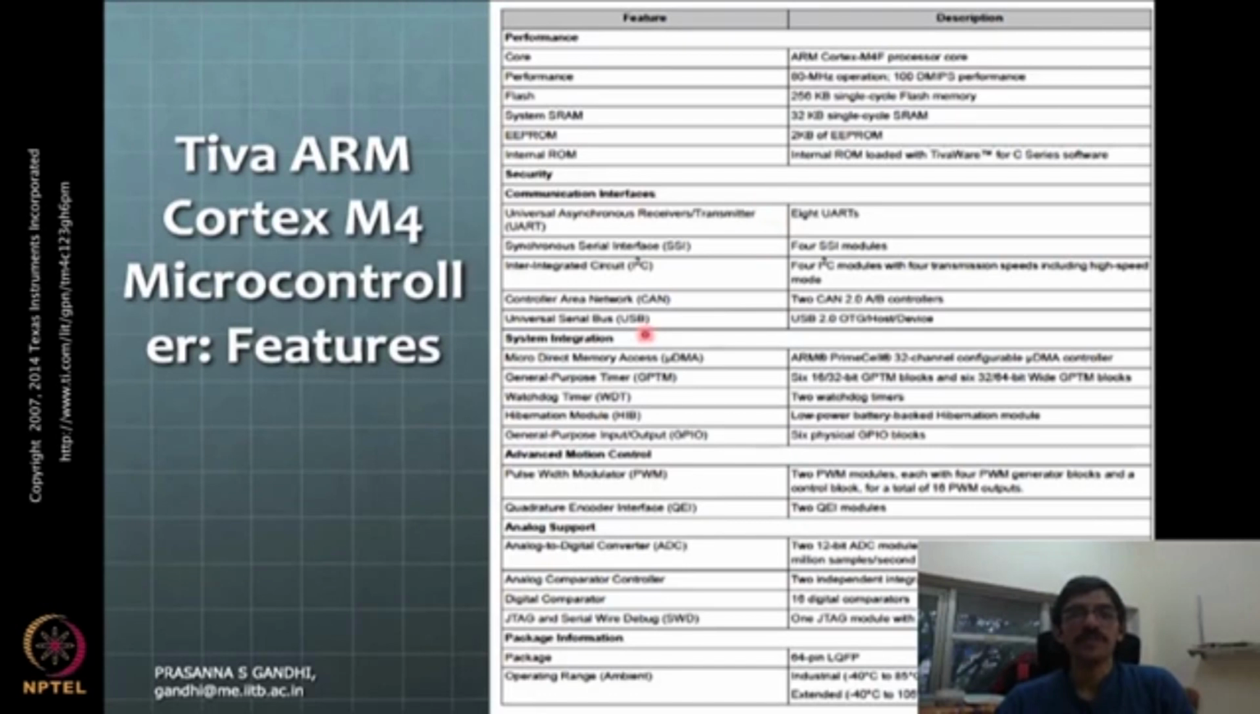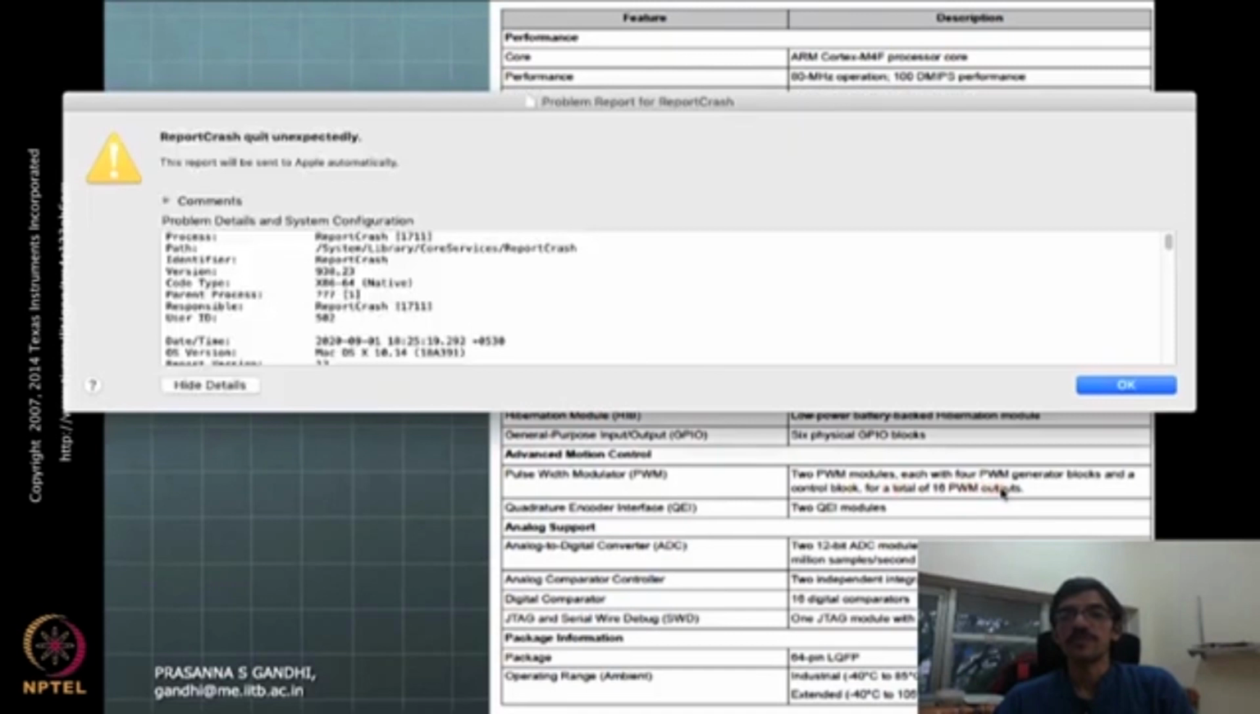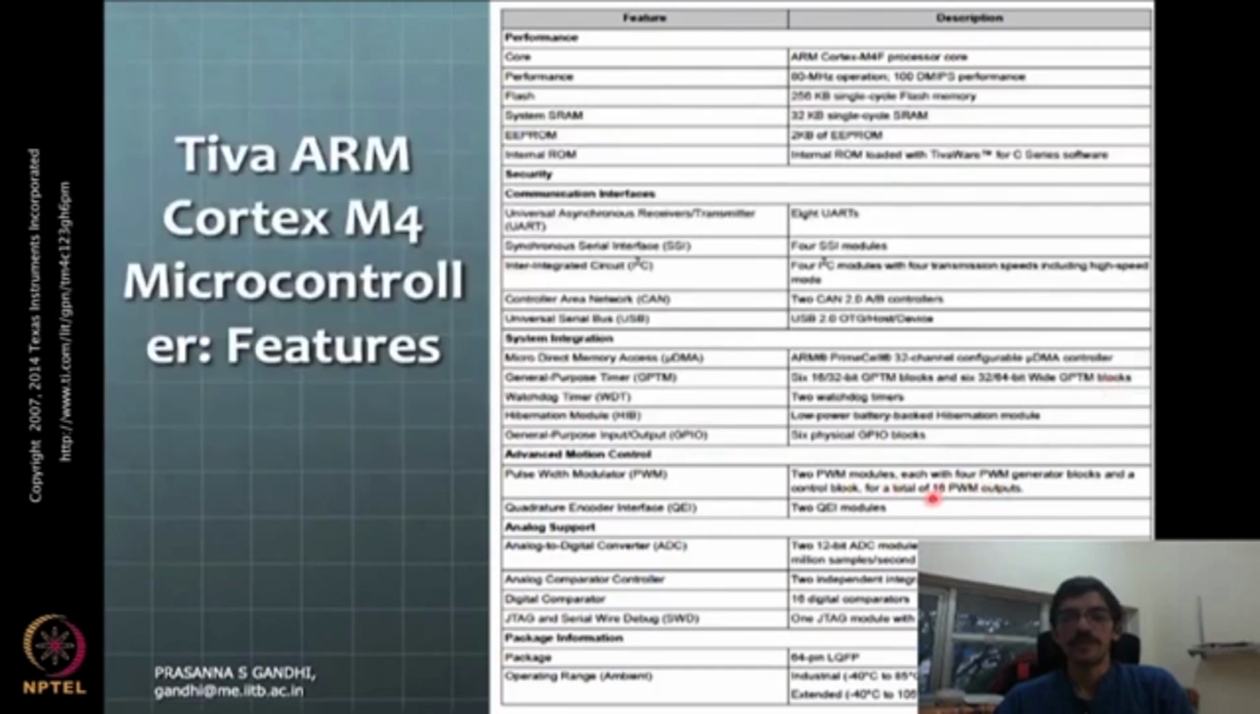Then there are communication details, and what from a mechatronics system perspective is more important for us is this advanced motion control. So they have these PWM interfaces, two modules each with 4 PWM generators. So there are 8 PWMs in this microcontroller, and for total 16 PWM outputs, and so 2 PWM modules each with 4 PWM generator blocks. Actually it should be 8. I don't know why they are calling this 16 PWM outputs. So there may be something more we need to see in more detail here.